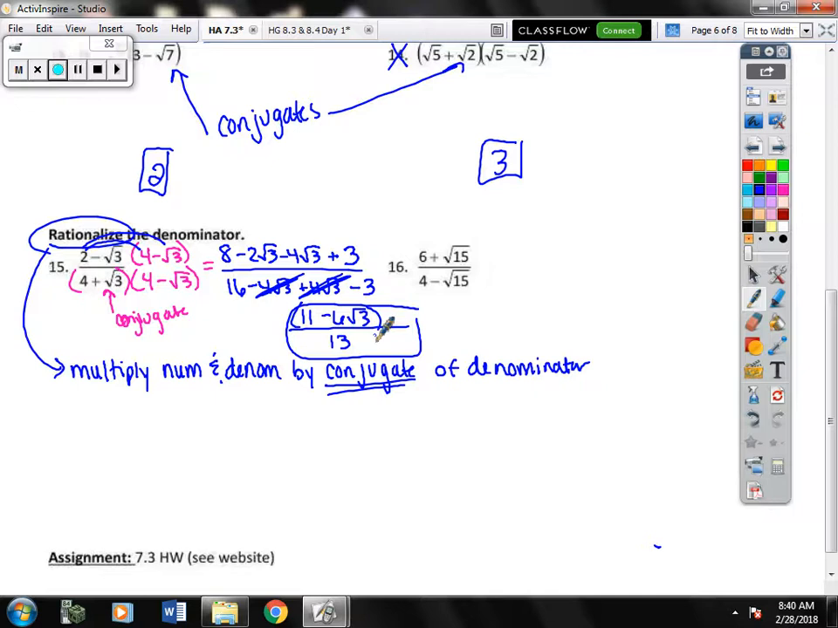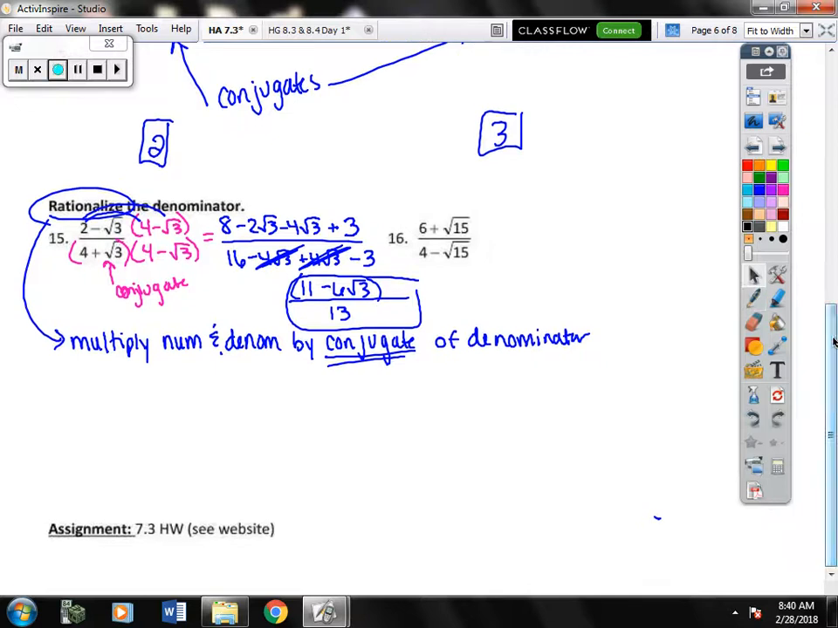Okay, let's try 16 as our little closure problem. See if you guys can do it. We're going to do, again, the conjugate of the denominator. So we would have 4 plus root 15. And FOIL.